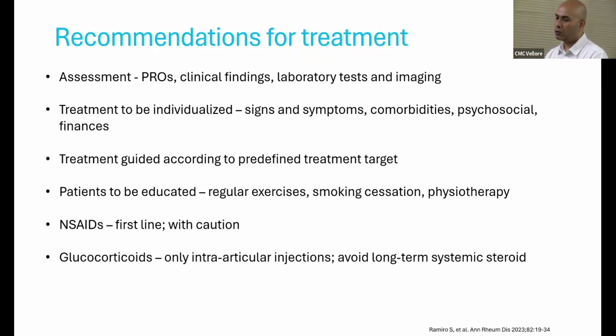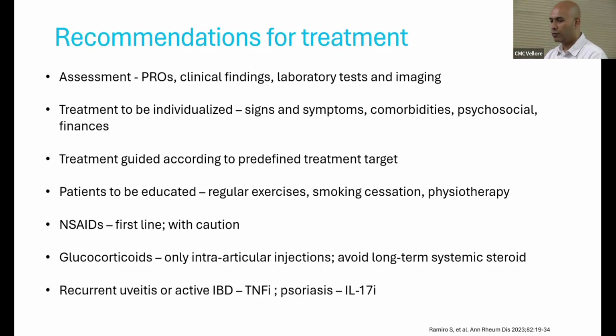NSAID should be the first line, use with caution. Glucocorticoids, I wouldn't generally advise. As long as you use intra-articular, that's pretty okay, but long-term systemic steroid is a strict no, especially when you know that it can cause osteoporosis, and this patient already has a risk of developing osteoporosis. So be careful there.